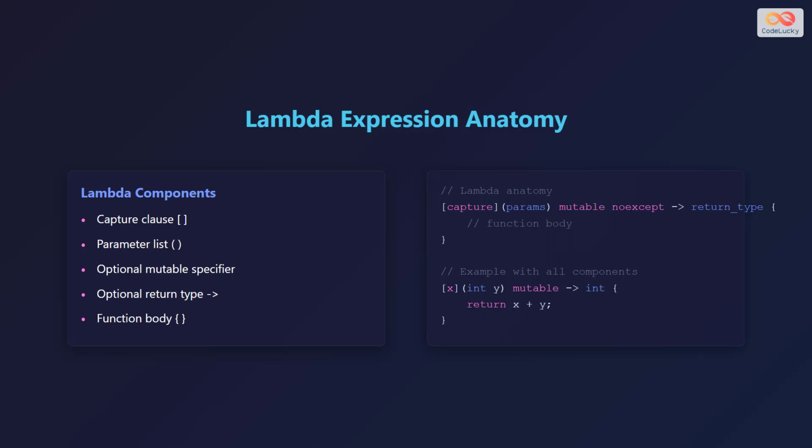Here's an example with all components. A capture x within square brackets, a parameter int y inside parentheses, the mutable keyword, then the return type indicated by arrow and the return type int. The function body returns x plus y.